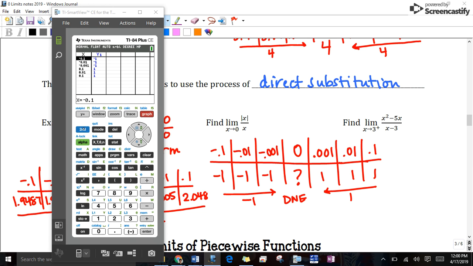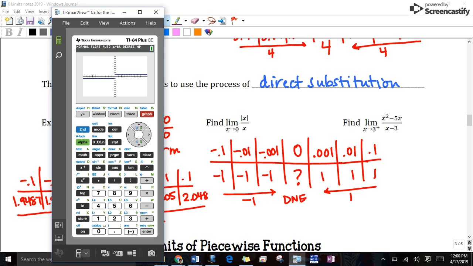Now, if you're curious why, just look at your graph. See that left side and right side? They're never going to meet up.